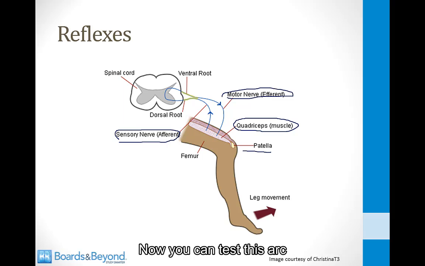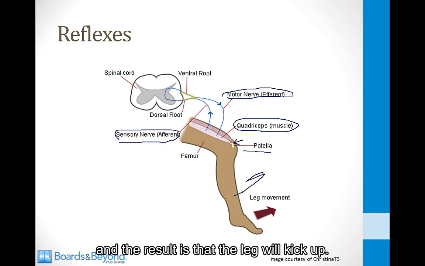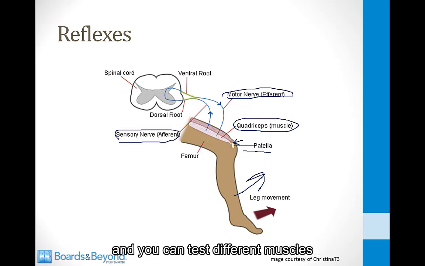Now you can test this arc by tapping with your hammer on the patella right here. This will stretch the quadriceps muscle, which will be sensed by the spinal cord, and it will send signals out to contract the quadriceps muscle, and the result is that the leg will kick up. So when you tap on the patella, you are testing this entire system here, and you can test different muscles to get the sense of whether different sensory and motor nerve roots are working.